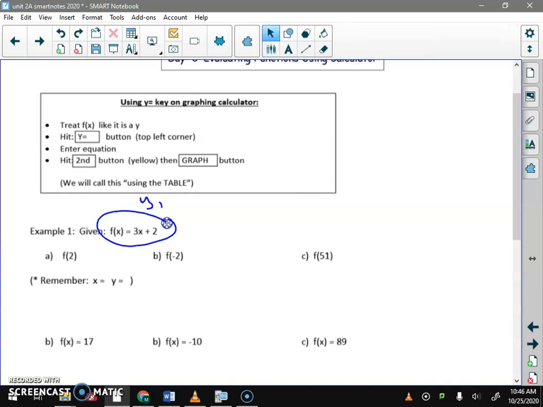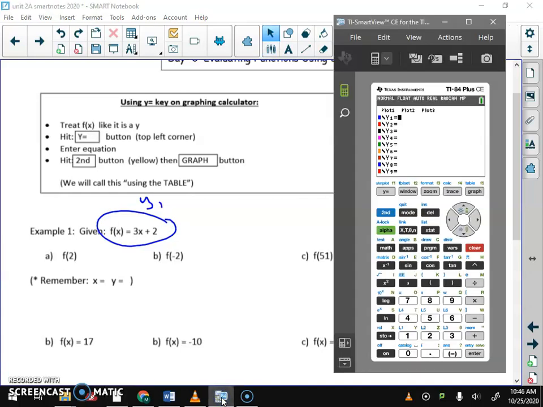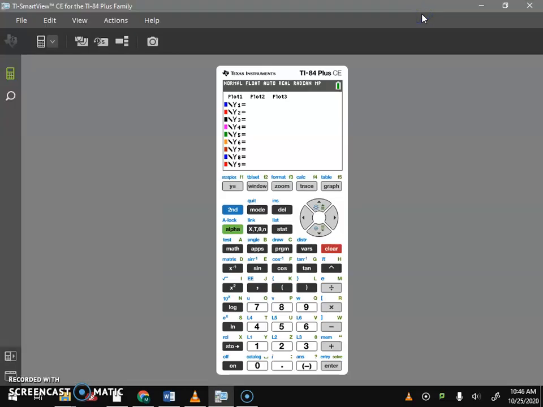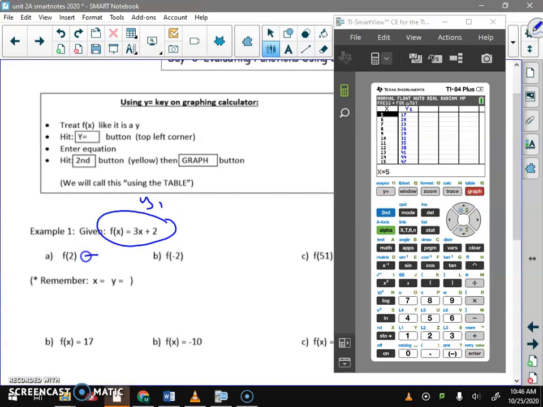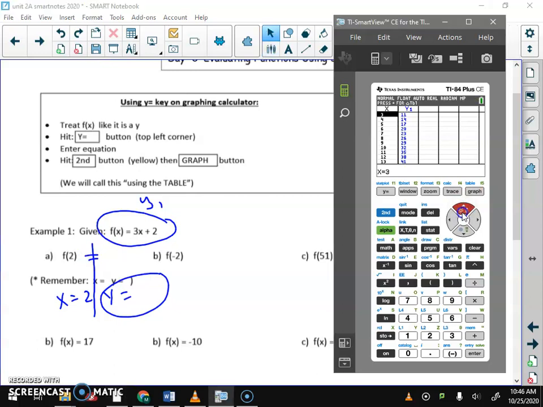So on our graphing calculator, which I have pulled up here, I'm going to go to y1, and I'm going to plug in 3x plus 2. Now I'm going to go to second graph, and what was our process? We're going to draw a great wall. X equals y equals every single time. That 2 is on the x side, so I'm looking for y. I set up my problem. I now look for 2 in the x column. Found it. What's y? Y is 8.